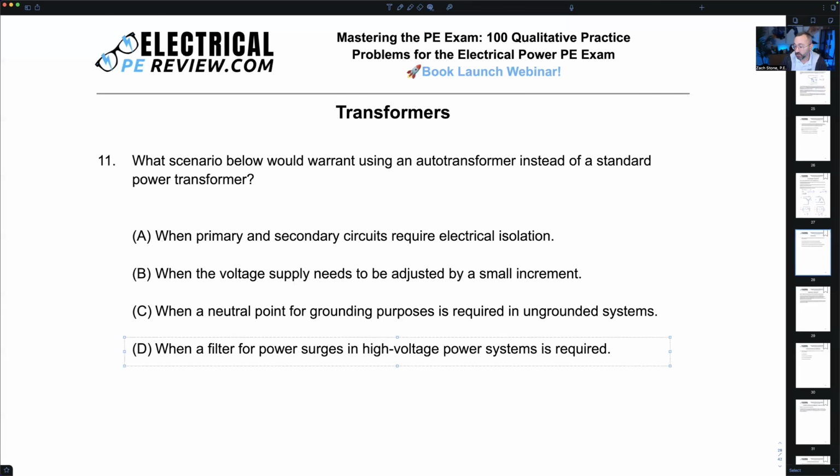Seeing just about all B's. Good. I see a couple of D's. Is there any of these we can obviously eliminate? What about A? What does electrical isolation mean when we talk about a transformer?